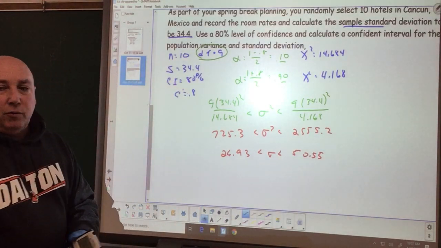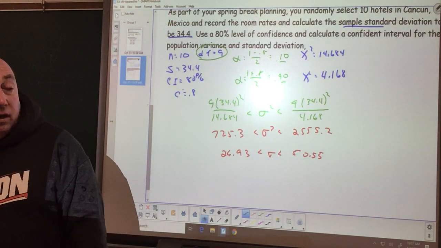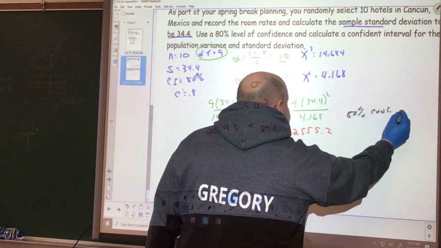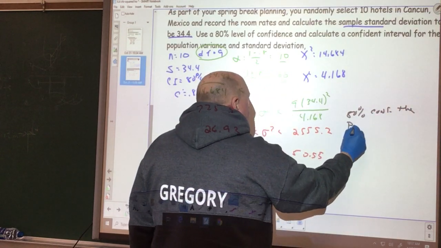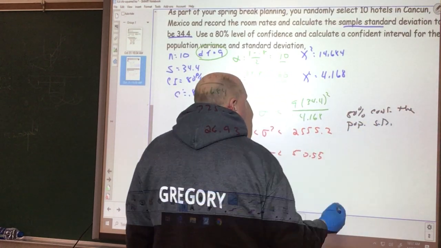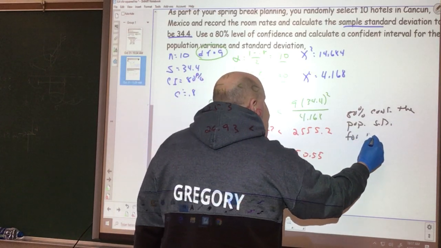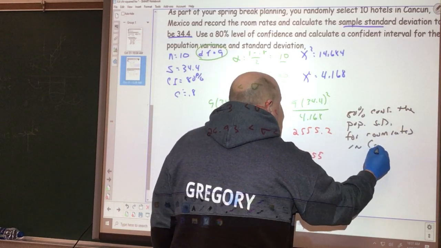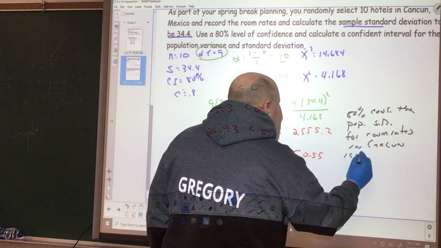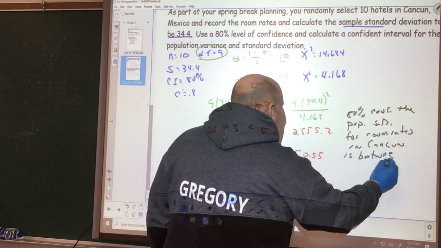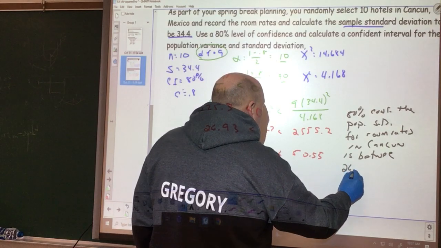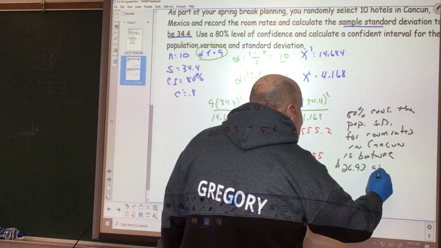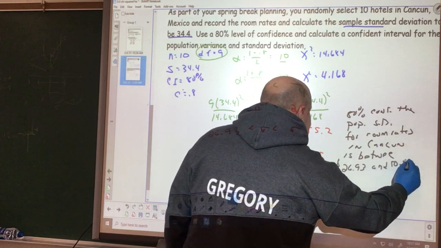And then once again, finish off with your statement. We are 80% confident the population standard deviation for room rates in Cancun is between 26.93 and 50.55.